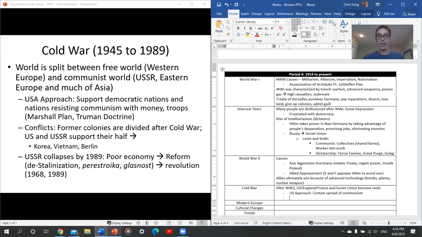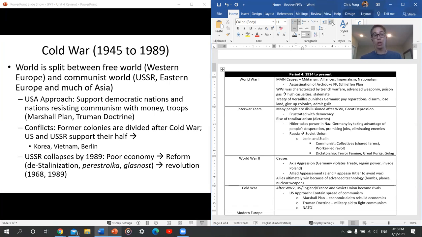They do this in a variety of ways. They use the Marshall Plan, which is economic aid, to rebuild economies so that they'll stay strong and be good allies. The Truman Doctrine was military aid to fight against communism. They also create NATO, which is an alliance. And so the US's approach, and England and France as well, is to contain the spread of communism.